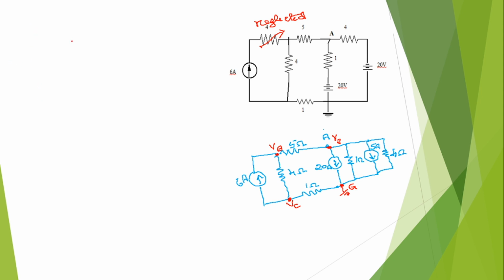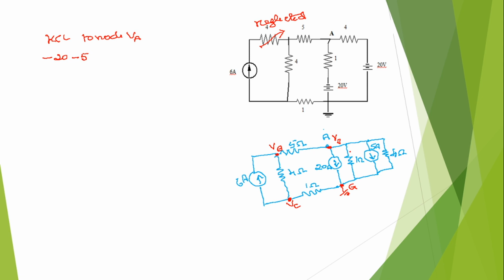Now apply KCL to node VA. I'll take it as VA. So what happens applying KCL? These two source currents are connected to node A, but they are leaving from the node. So while leaving from the node, I will consider as minus 20, minus 5. These 2 sources.